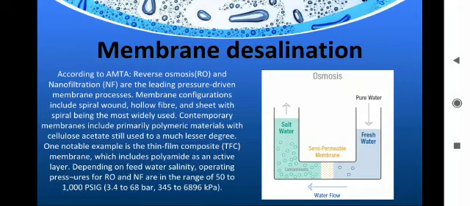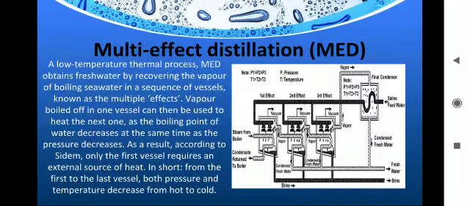Contemporary membranes include primarily polymeric materials, with cellulose acetate still used to a much lesser degree. One notable example is the thin film composite (TFC) membrane, which uses polyamide as an active layer, depending on the feed water salinity. Operating pressures for RO and NF are in the range of 50 to 1000 PSIG, which in simple words is 3.4 to 68 bars, or 345 to 6896 kPa.